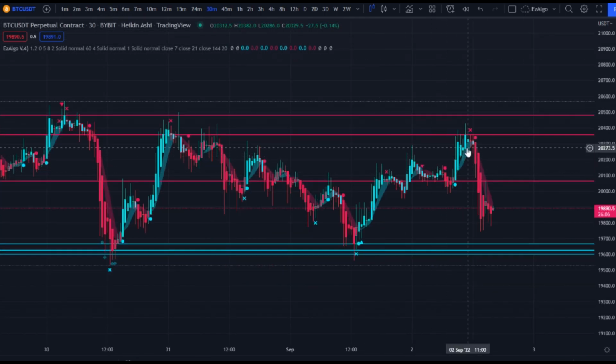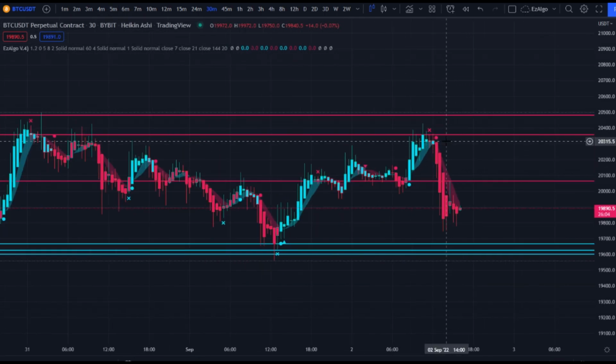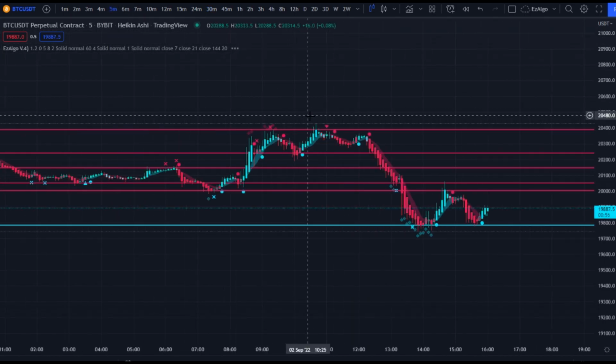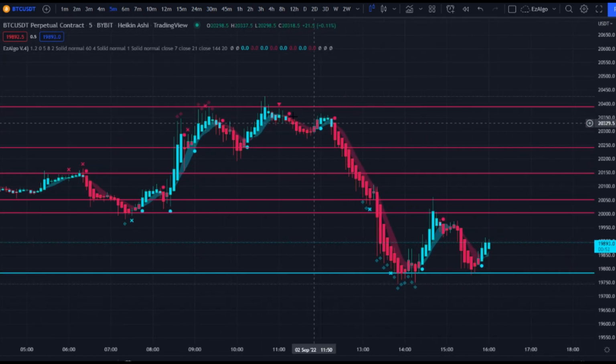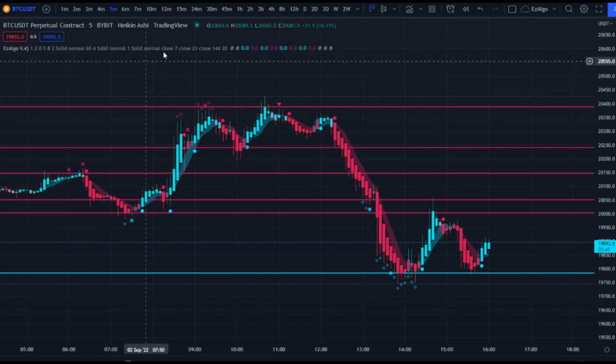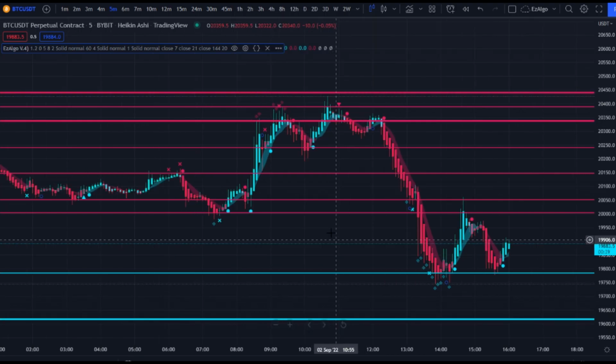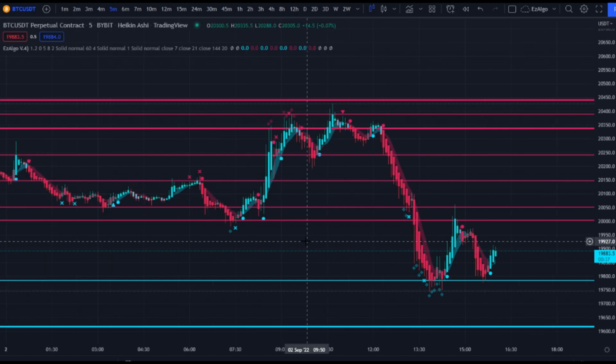Now, since I was already looking at this level to short, I believe I got in before this mild sell signal on EzAlgo even confirmed. So what I like to do is go to the 5-minute time frame when we come up to this resistance level and look for sell signals at this EzAlgo resistance level on the 5-minute. What I also like to do is turn on my SR2, and I always set it to the 1-hour time frame. This will show you all of the potential levels and zones to take trades at.